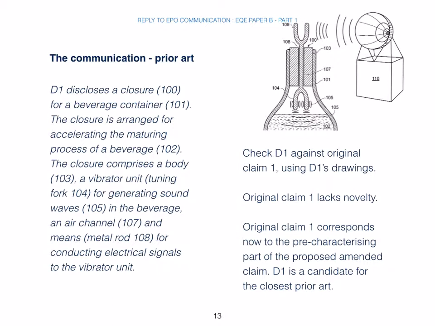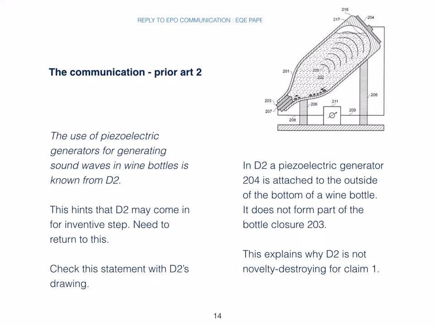So with that description, and if you have checked by reading D1 at the same time, you will notice that original claim 1 lacks novelty over D1, and moreover, original claim 1 now corresponds to the pre-characterizing part of the proposed amended claim, so D1 is obviously a candidate for the closest prior art. Let's pursue the communication.